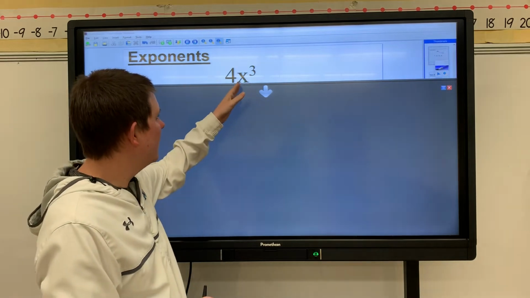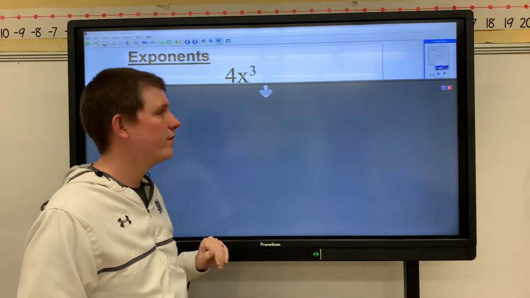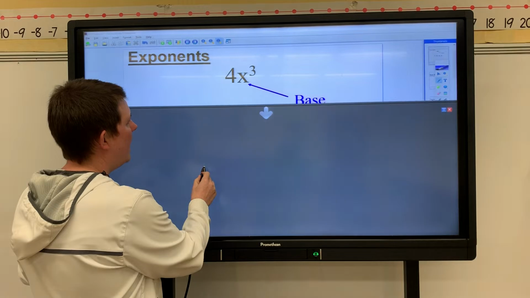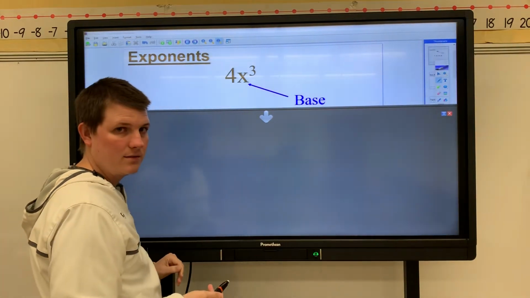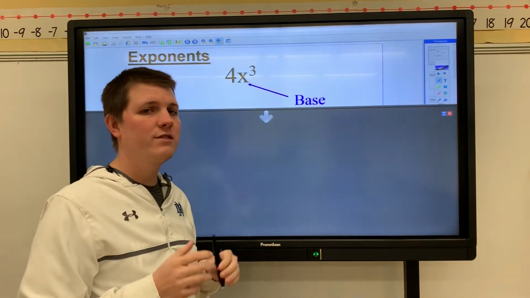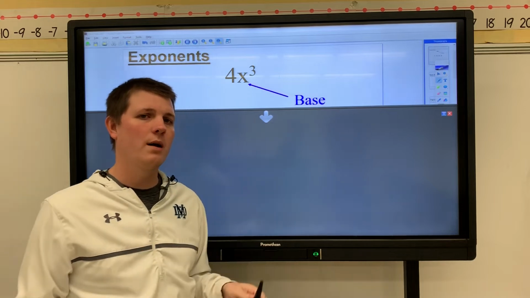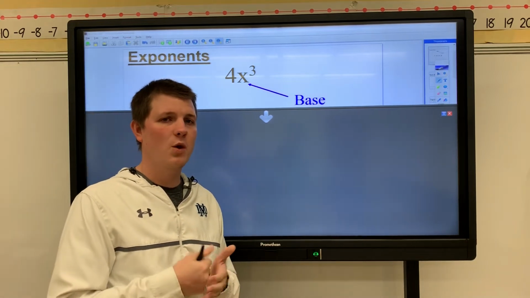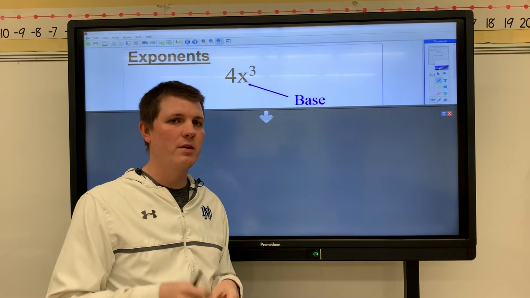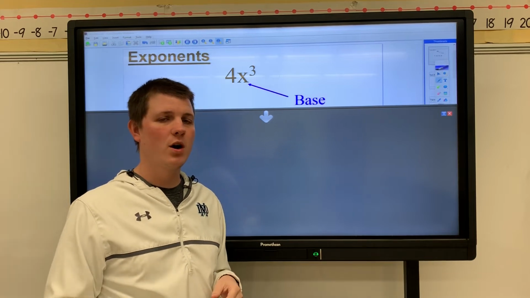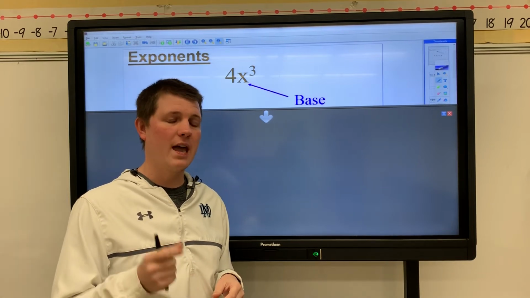Is the 3 with the x? Is it with the 4? Is it with both of them? The x is what we call the base. It is very, very important in all of your problems starting today to be able to figure out what the base is. You always have to be able to figure out the base. The base is the part that's connected with the exponent.